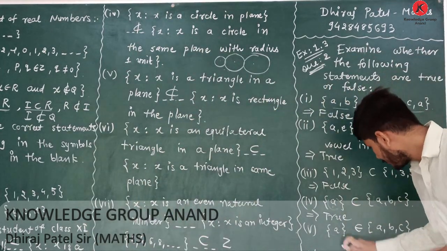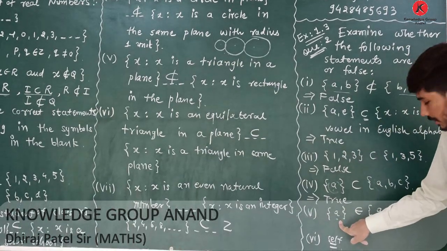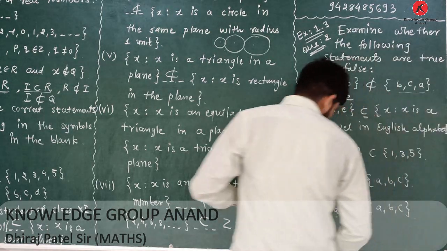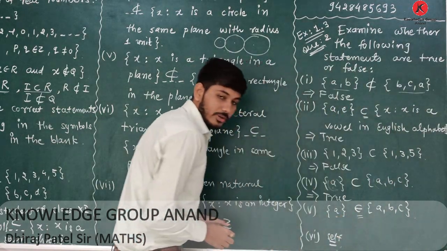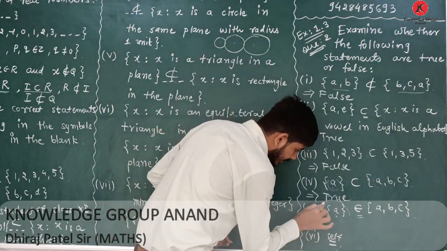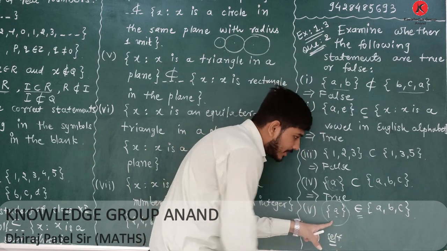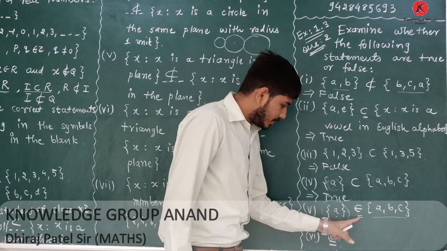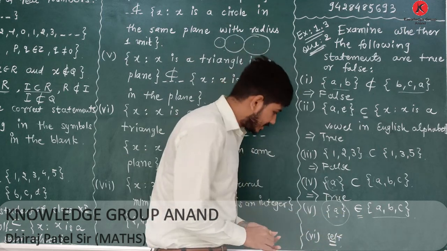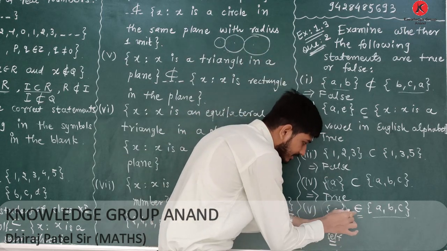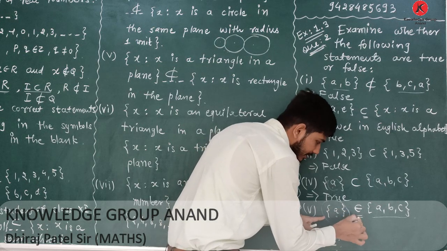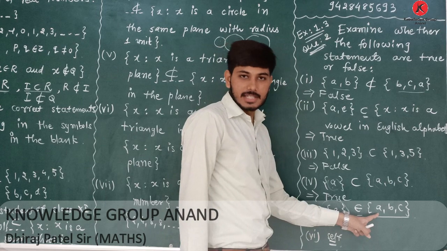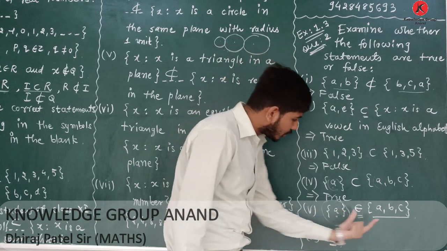Now see here. A belongs to {A, B, C}. For the belongs to symbol, this is the element of this set. The belongs to represents this element. This element is of this set. This is the element of this set.